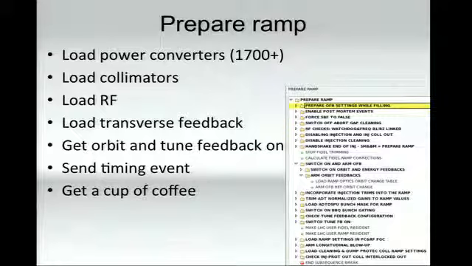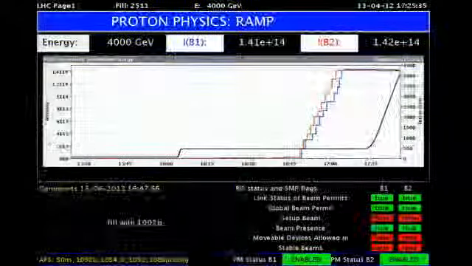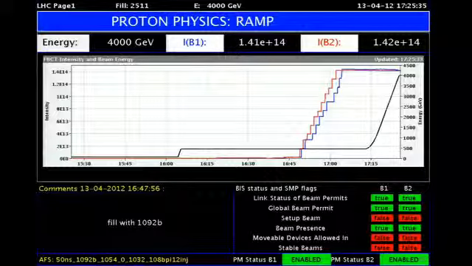And on a good day, that's the result. We've finished the injection process, we've prepped the ramp, we've loaded all these functions, sent the timing event, and you can see we've gone up, in this case, on a good day with very small losses, up to the flat top at 4 TeV.